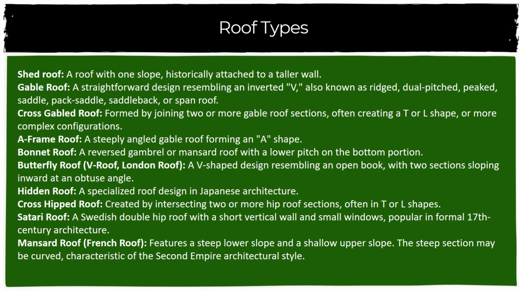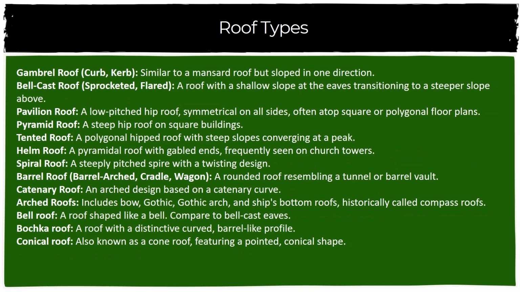Cross-hipped roof: created by intersecting two or more hip roof sections, often in T or L shapes. Sadari roof: a Swedish double hip roof with a short vertical wall and small windows, popular in formal 17th century architecture. Mansard roof, French roof: features a steep lower slope and a shallow upper slope. The steep section may be curved, characteristic of the Second Empire architectural style. Gambrel roof, curb: similar to a mansard roof, but sloped in one direction. Bell-cast roof, sprocket, flared: a roof with a shallow slope at the eaves transitioning to a steeper slope above.